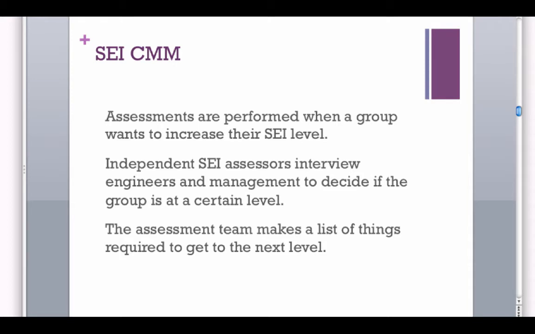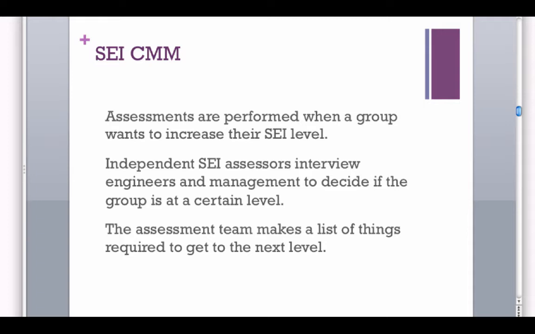Okay, so how are you assigned an SCI level? Well, assessments are performed when a group wants to increase their SCI level. So typically what will happen is an independent SCI assessor will interview the engineers and the management team to decide if a group is at a certain level. The assessment team then makes a list of things required to get to the next level. So you'll have this SCI assessor. Now this is not someone necessarily from Carnegie Mellon.